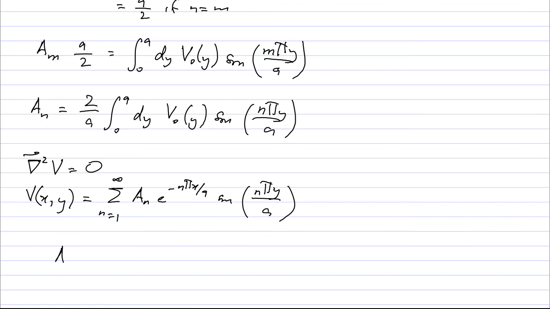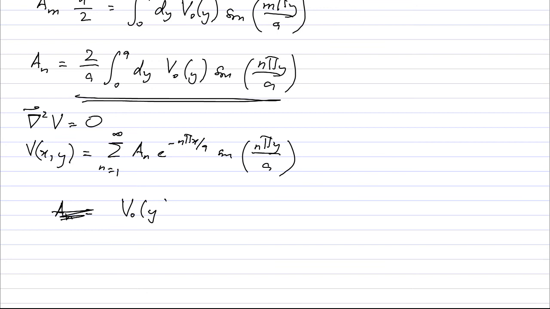Fine. So we can do a special case. Let's take the special case where this potential is actually not dependent on y, it's just a constant. Then I can immediately figure out these coefficients A_n. A_n is simply equal to, well, V_0 goes outside the integral, so you get 2 V_0 over a times the integral from 0 to a of dy sine n pi y over a.